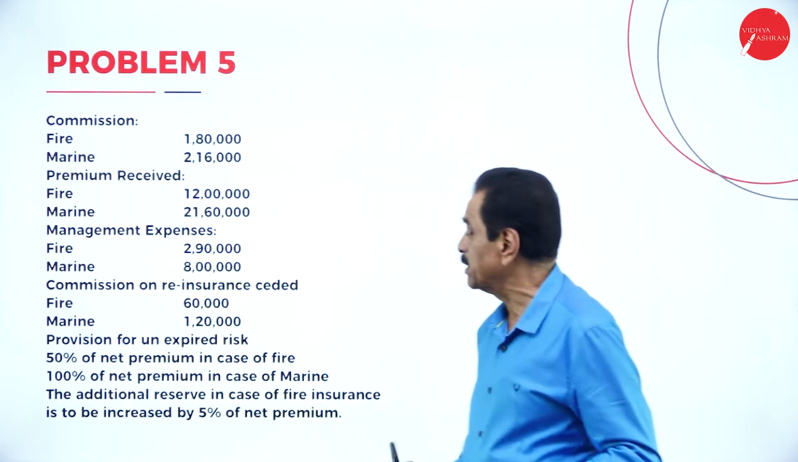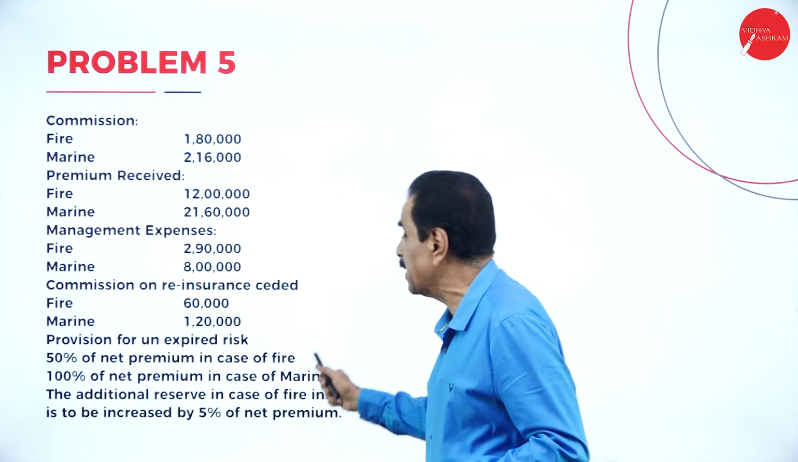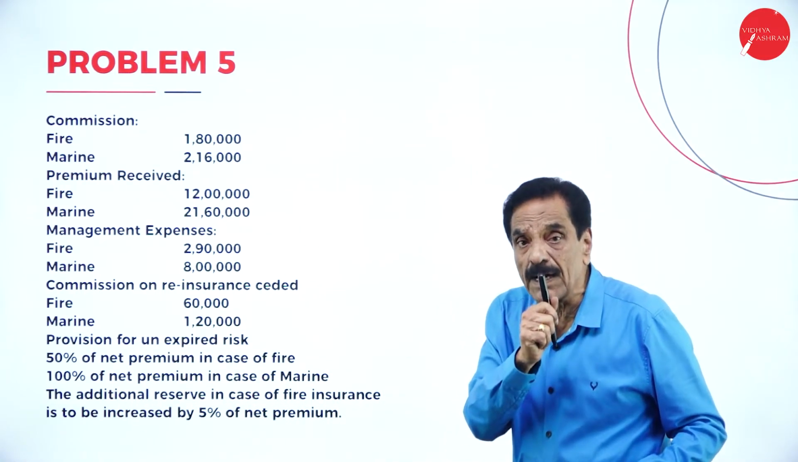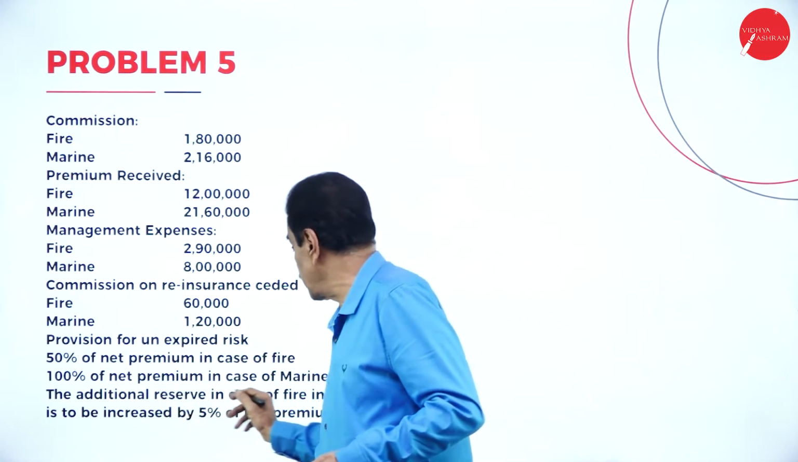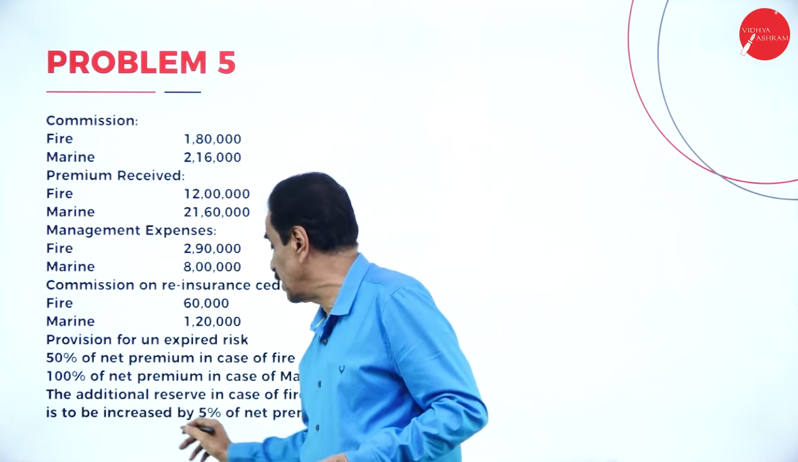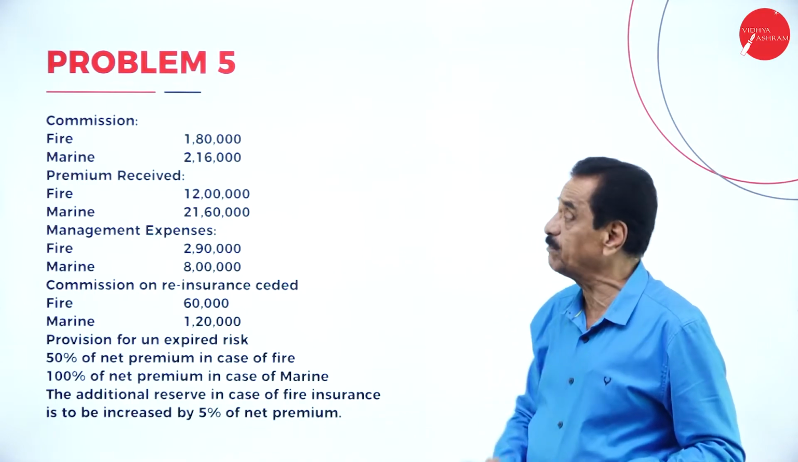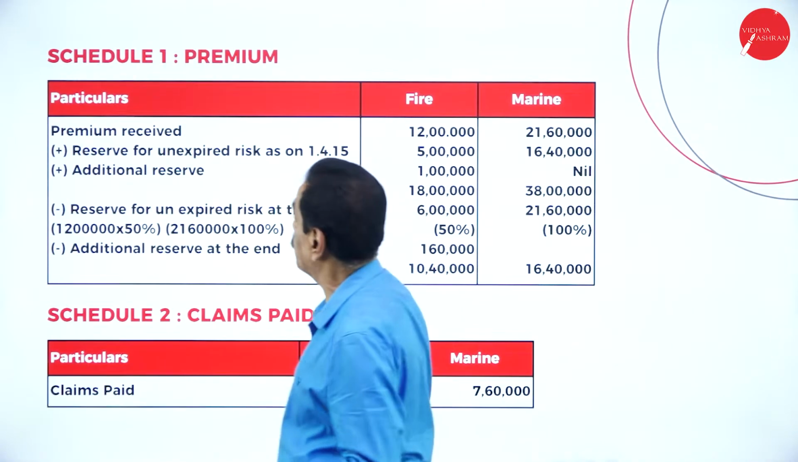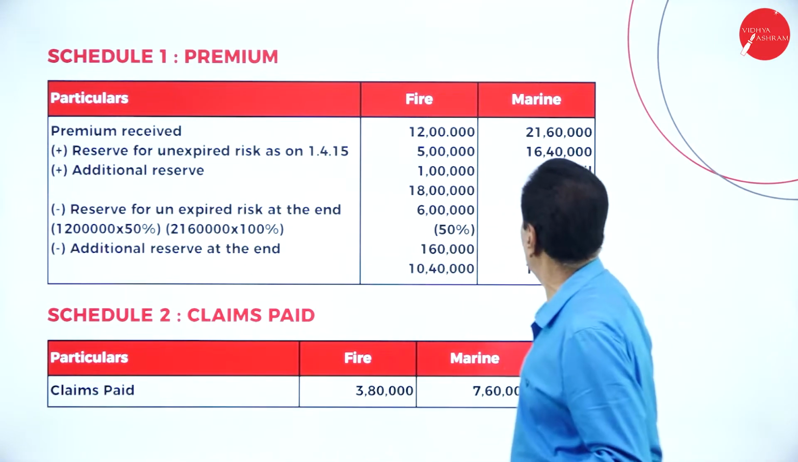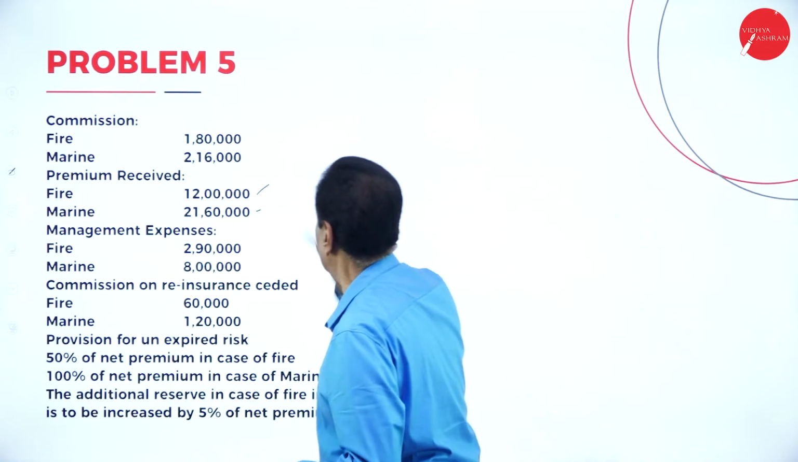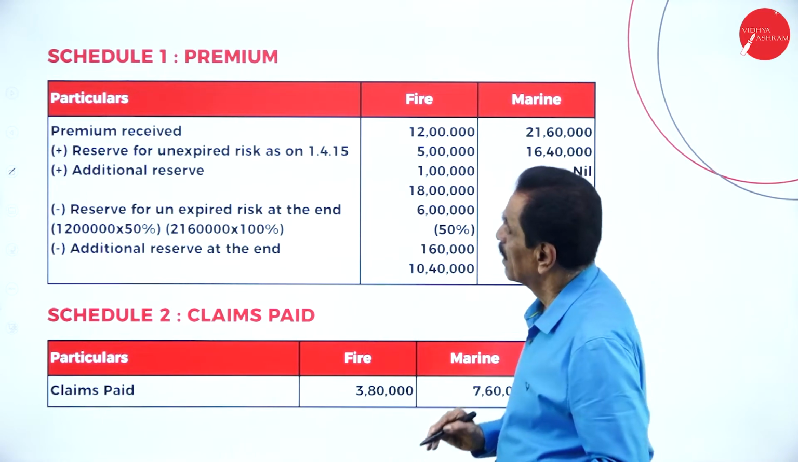Provision for unexpired risk: 50% of net premium in case of fire, 100% of net premium in case of marine insurance. The additional reserve in case of fire insurance is to be increased by 5% of the net premium. We'll solve the problem. Premium received is 12 lakh for fire, 21 lakh 60,000 for marine.